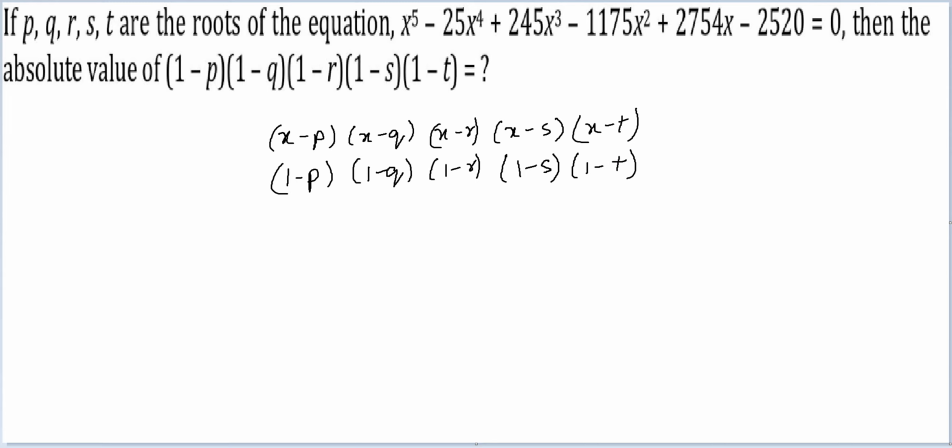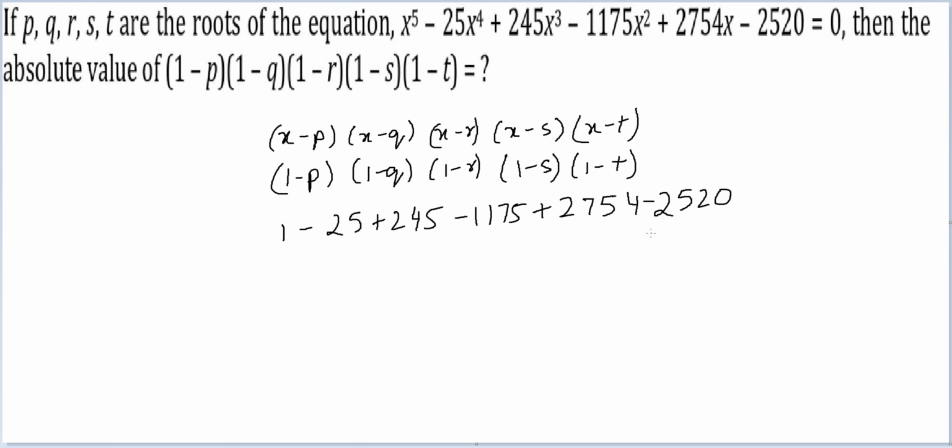If x has been replaced by 1 here, we will get 1 minus 25 plus 245 minus 1175 plus 2754 minus 2520. Okay, x has been replaced by 1, so I get 245 plus 1, 245, so I get 221 from these three terms. From these two terms, how much do I get? 54 minus 75. I can't do it, so we'll take care of it later.